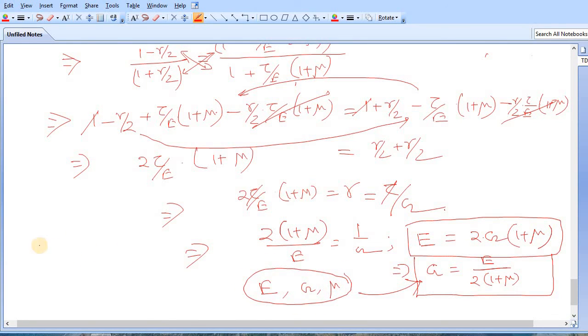Okay, so in this video we have learned what pure shear stress is and how to find the deformation in case of pure shear stress, and more importantly what the mutual relation is between the modulus of elasticity, the modulus of rigidity and your Poisson ratio.